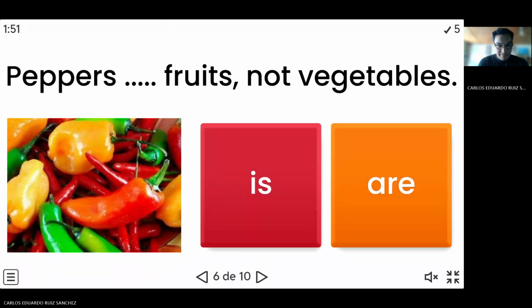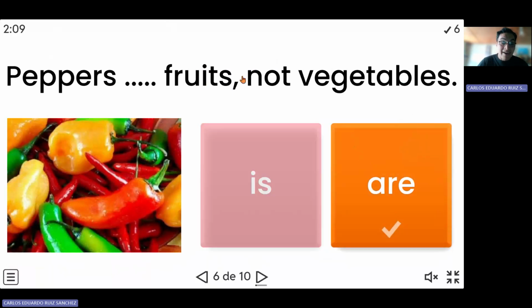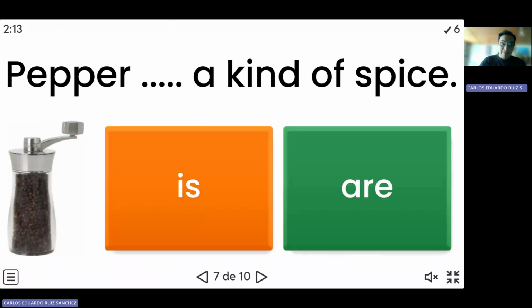Peppers, fruits, not vegetables. Can you count peppers? Yes, we can take one pepper, two peppers, three peppers, etc. So are. They are in plural. I love peppers. I love chili peppers too. Pepper, a kind of spice. In this case, we got the same word but in singular form.